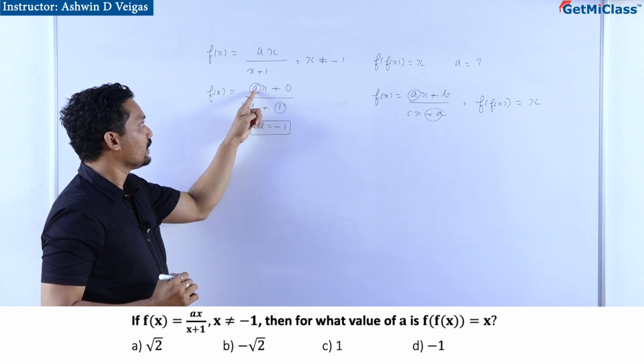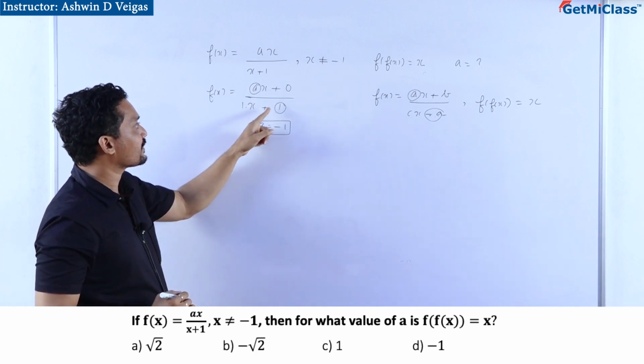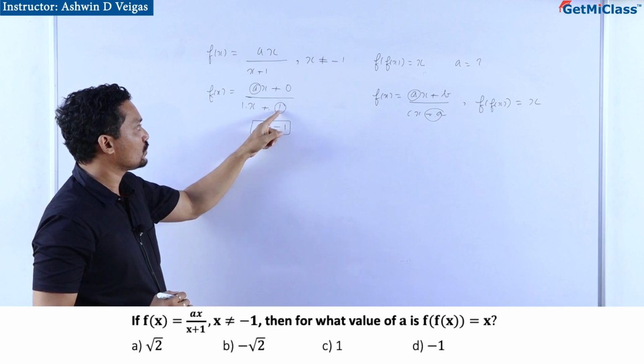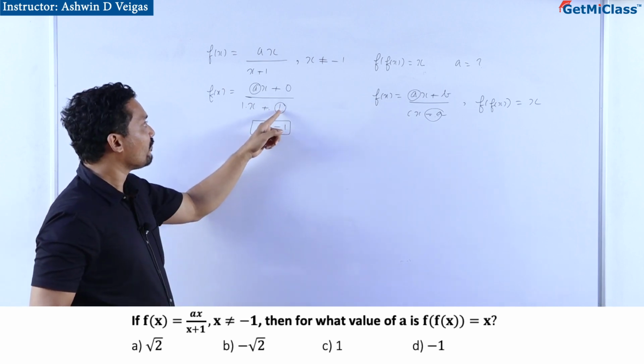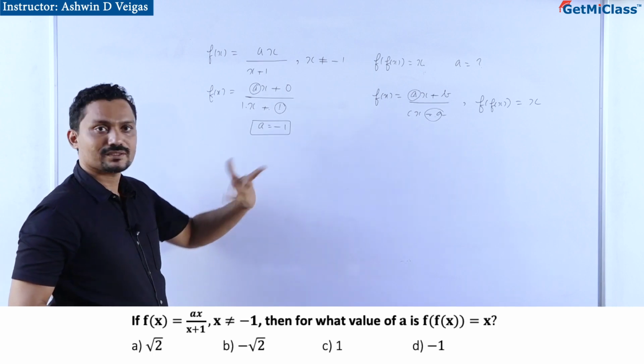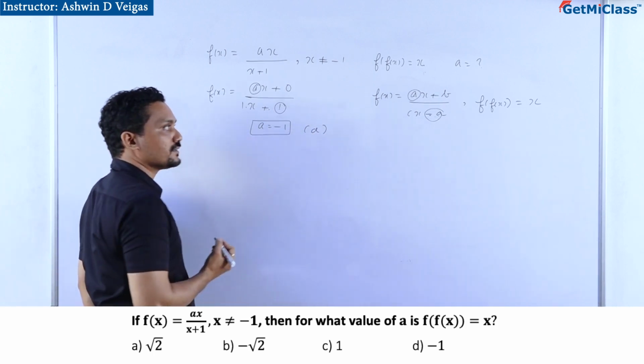So, a should be negative of this, which is 1. Suppose it was x plus 2, then a should have been minus 2. If this was x plus half, then a should have been minus half, something like that. So, a is equal to minus 1, therefore, option D is the answer.